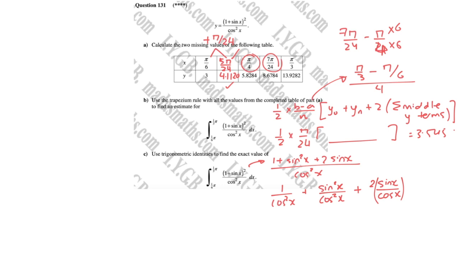Because you have cos squared x at the bottom, I can rewrite this. I can split this up into sine x over cos x, which becomes tan x, and 1 over cos x. So tan x sec x.